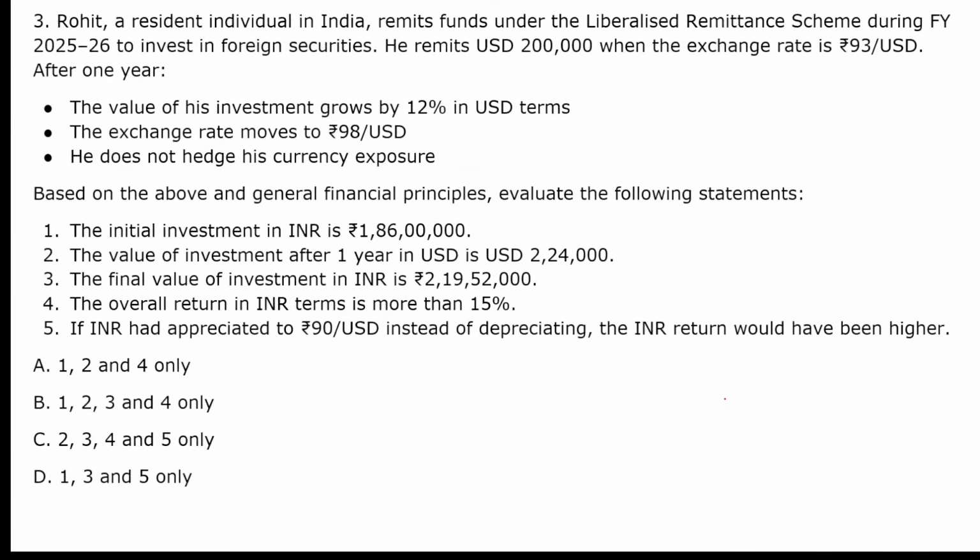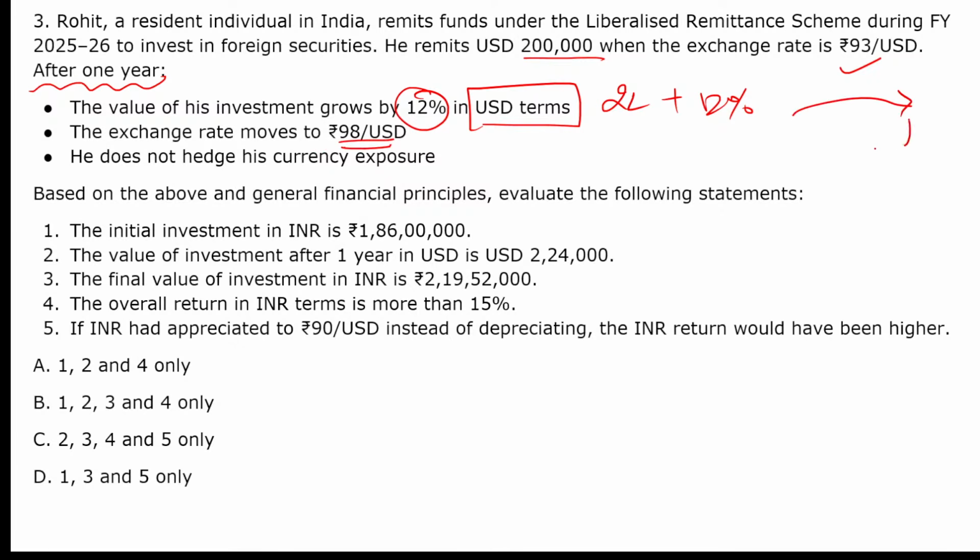Rohit, a resident individual in India, remits funds under the LRS during 25-26 to invest in foreign securities. He remits $2 lakh when the exchange rate is 93. After 1 year, the value of his investment grows by 12% in USD terms. The exchange rate moves to 98. He has invested in dollars and he is getting back dollars.